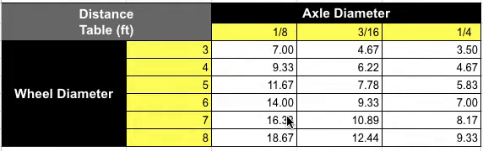For example, if I click on this number right here, what this cell is telling me is that if we use a 3/16 inch axle with a 6-inch wheel, the mousetrap will make the car move 9.33 feet. If we use an 1/8 inch axle combined with a 5-inch wheel, the mousetrap will move the car 11.67 feet.